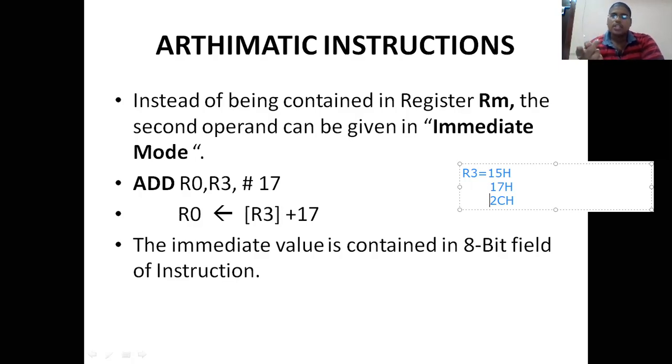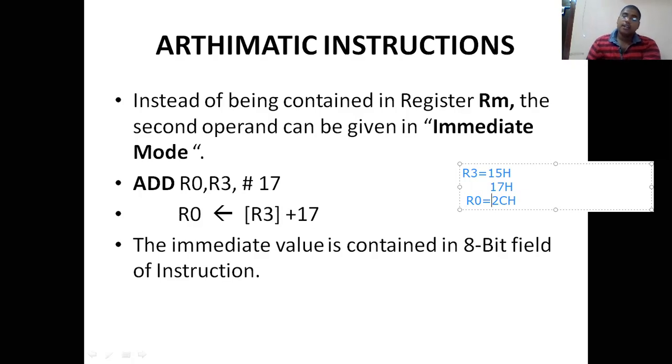This particular 2ch is going to be stored in the register called r0. Okay, so now our r0 contains the value of 2ch. Okay, so this is the concept. This is another way of giving the operand. That means one of the operands we can specify as an immediate value.